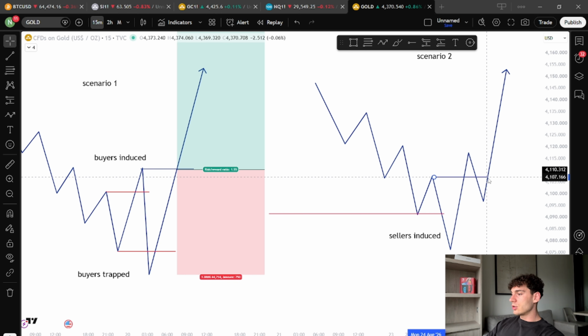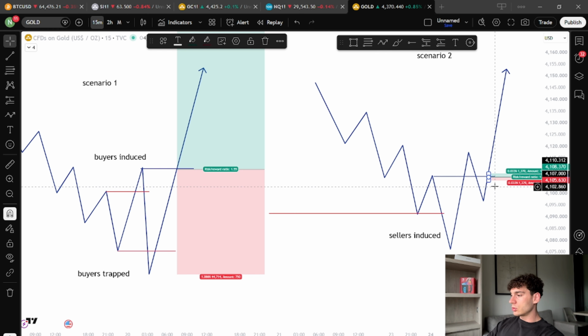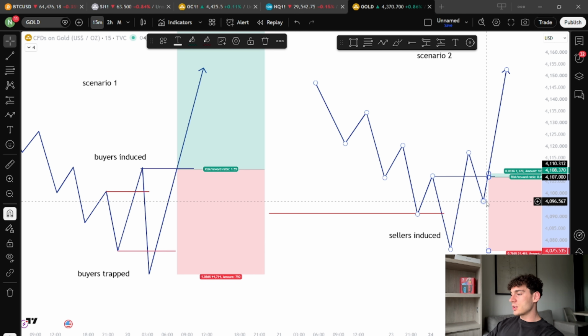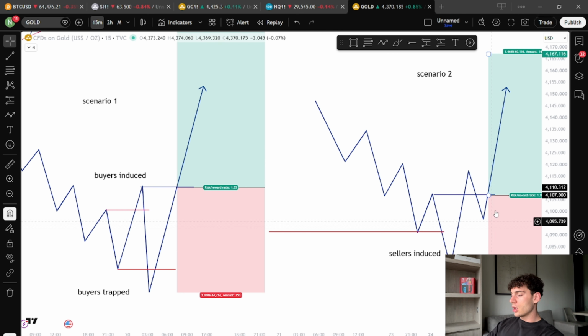And in this type of scenario, you can enter here, which is the same level where the change of state of delivery happened. You wait for a correction, and you can enter here. You don't have to wait for this level to be taken and then enter here. You can if you want, but I usually would enter here. That would get you a better risk to reward. You can put your stop loss here. I recommend putting it here because sometimes price would come back and sweep this low here, and then it will go up. So just to be sure that you are safe, I would always put it there.